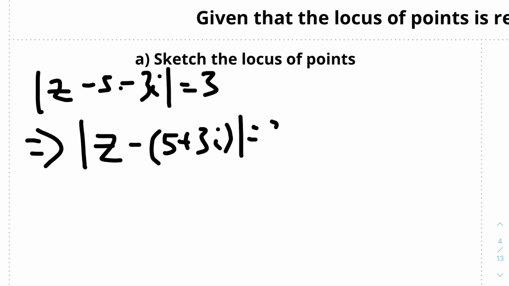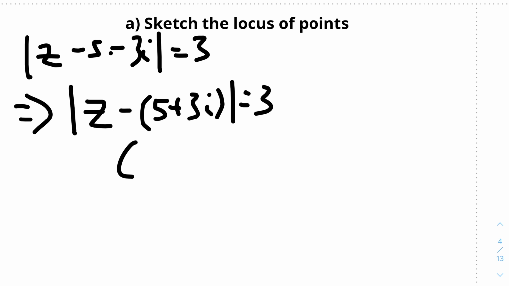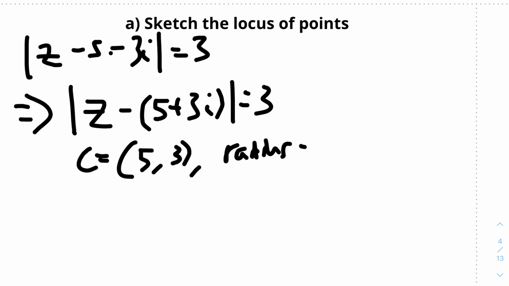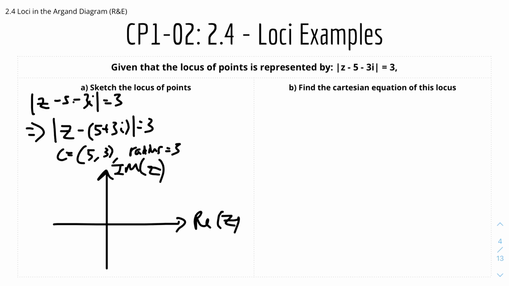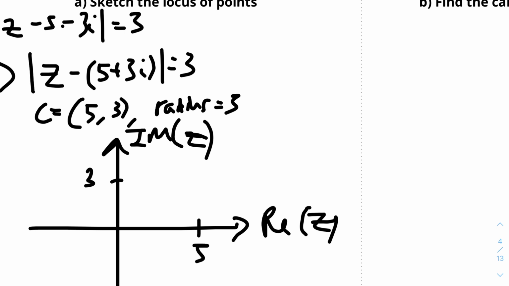So this equals 3. From here we can deduce that the center of the circle, C, equals (5, 3), and the radius equals 3, right? Therefore we can plot it quite easily. Let me just draw the real axis and the imaginary axis right here. So we can plot 5 at around here and 3 around here. We know the center is (5, 3), that means it's here. And we know that the radius is 3, so the circle must have a radius of 3.